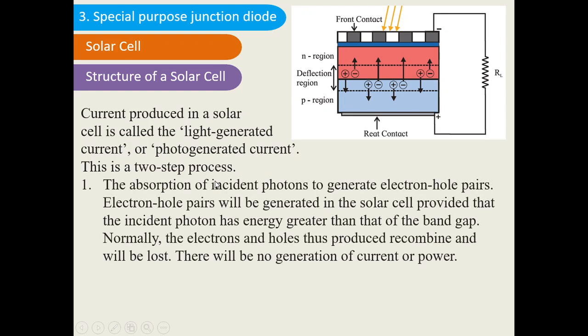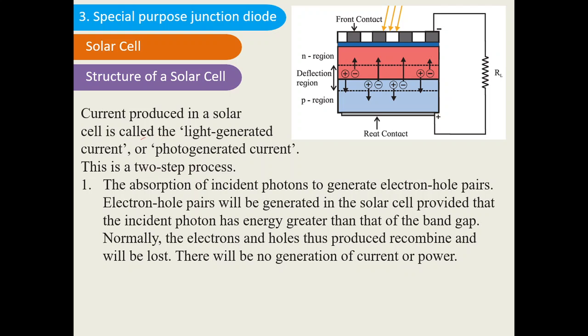The first step is the absorption of the incident photon to generate the electron hole pairs. There will be an absorption of the incident photon. The electron and hole pairs will be generated in the solar cell provided that the incident photon has energy greater than the energy band gap. If it has energy greater than the energy band gap, then only the electrons from the valence band will jump to the conduction band. That means they will be called free electrons, or they will be available for conduction.